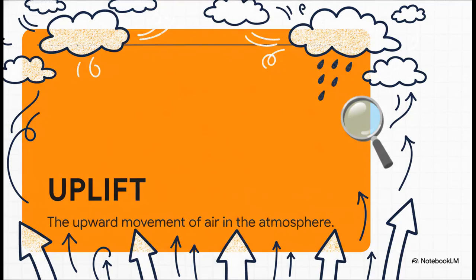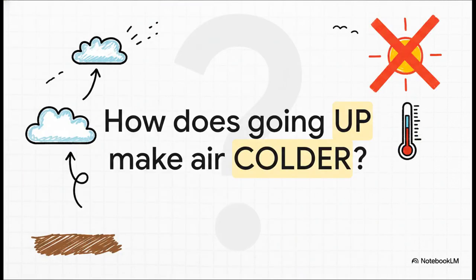And this process has a name, a word you're going to hear all the time in weather: uplift. It's simple, it's exactly what it sounds like: air getting lifted up into the atmosphere. Now, this might seem a little backwards, doesn't it? I mean, you're going up, you're getting closer to the sun, so shouldn't things get warmer? Well, the physics of our atmosphere works in a really interesting way. Let's break down exactly why going up means cooling down.